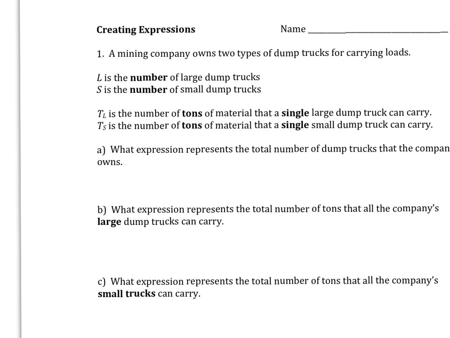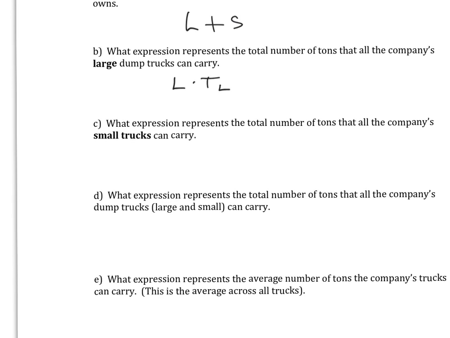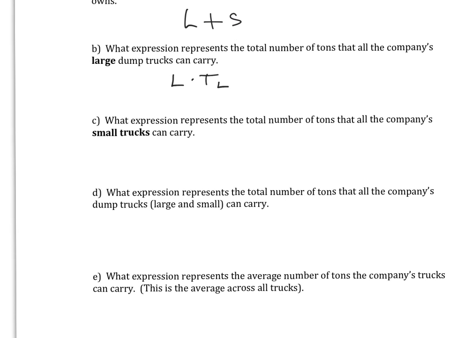Okay, so the expression that represents the total number of dump trucks is just going to be the sum of these two, or L plus S. The total number of tons that all the company's large trucks can carry means that we have to take the number of large trucks and multiply it by the amount that each large truck can carry. And then we need to do something similar for the small dump trucks, and so we would have S times T sub S.